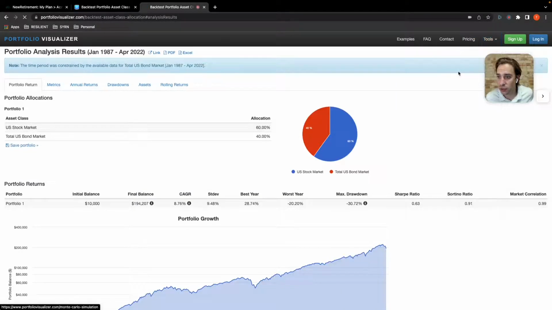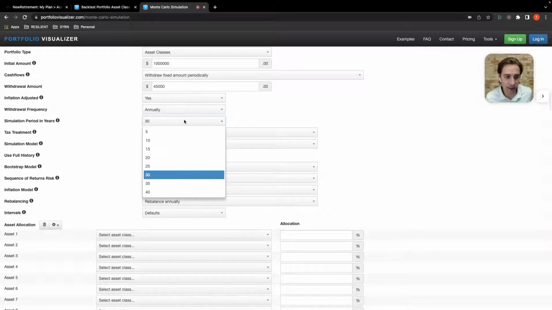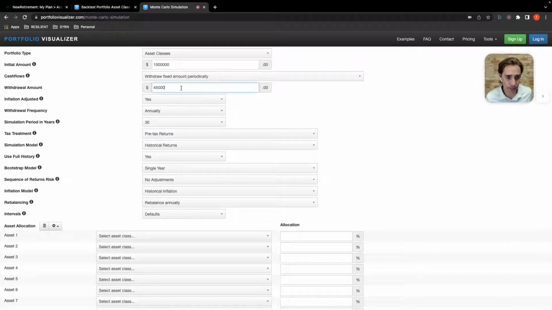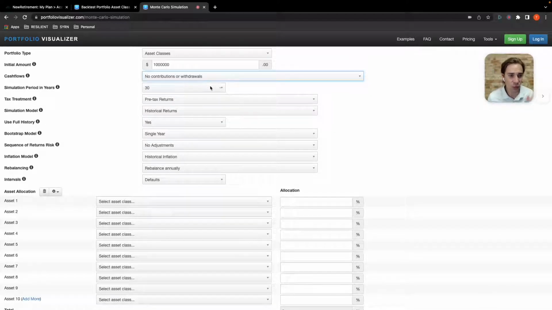Monte Carlo simulation, keeping everything the same. You can do 30 years. You don't need to withdraw anything, again, because we just want raw return numbers. We don't want taking out or contributing to the portfolio skewing the return numbers. We just want what this portfolio will potentially do over a long period of time.